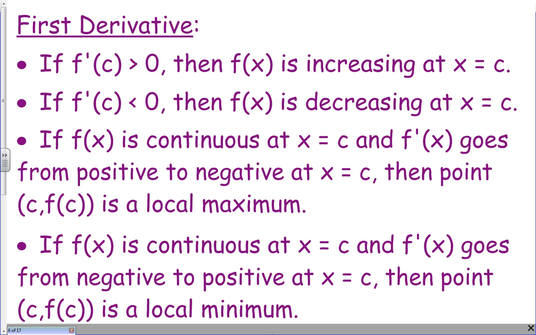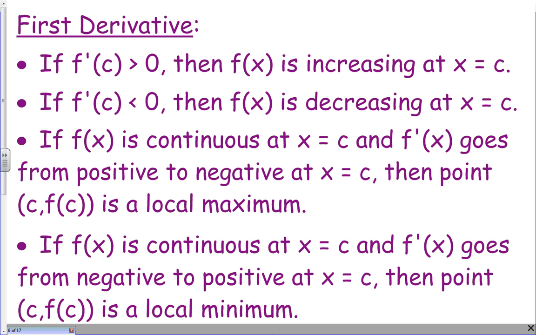Now, if f of x is continuous at x equals c, and f prime goes from positive to negative at x equals c, then the point c, f of c, is a local maximum. All right, so let's talk about what that means there. First of all, you've got to have a continuous function, and f prime goes from positive to negative. So if f prime is positive, that means your function was increasing. And then after that, f prime goes from positive to negative, so that means your function is now decreasing afterwards. So we changed direction there. You were increasing up to a maximum, and then you decrease after it.